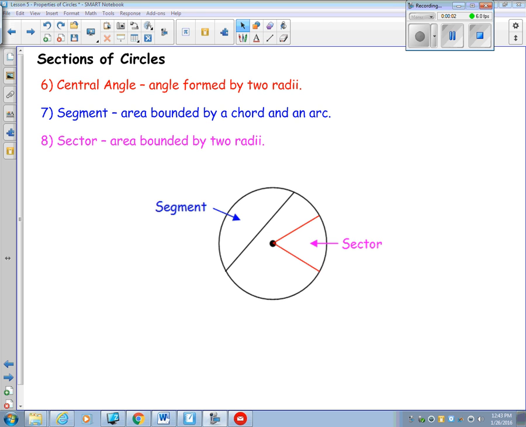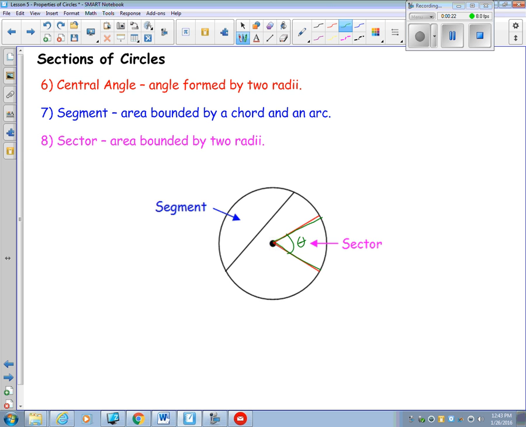So page 2 of properties of circles. We're going to start looking at some of the sections of the circle. Just point out some words here. A central angle is an angle made by two radii. In the diagram given there, the two radii are obviously the red lines. The angle between them would be our central angle, we'll call that theta.